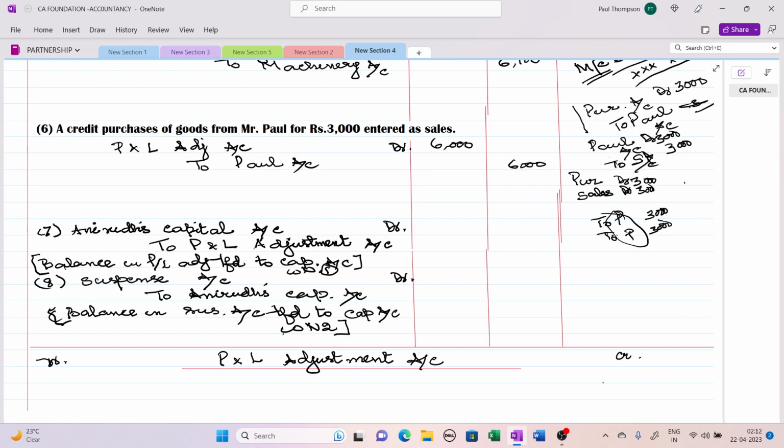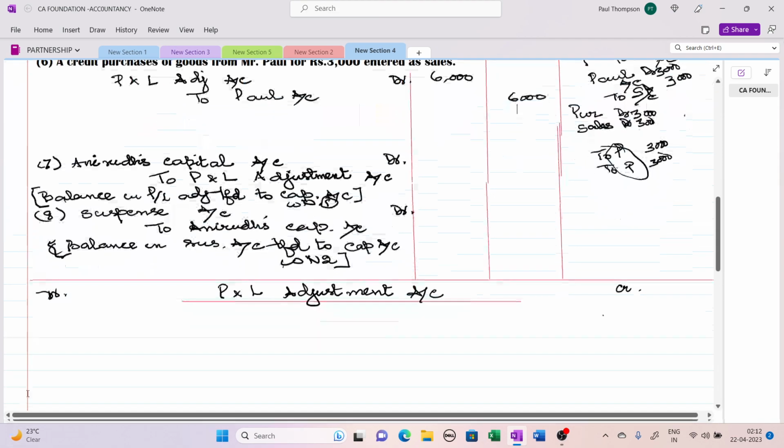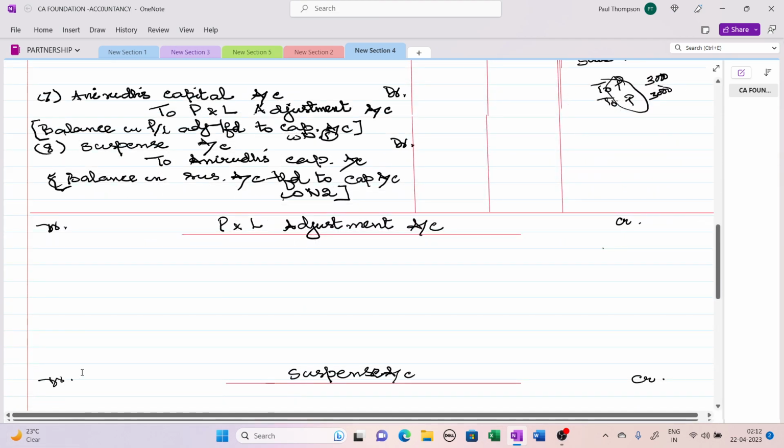Now see here, this is debited. PL adjustment is debited. So the profit has to come down. So this has to be adjusted with the capital account. Before going for the last two entries, we will be preparing the PL adjustment account.